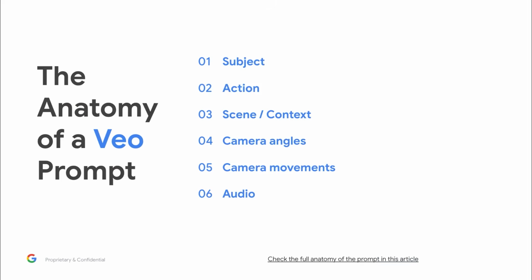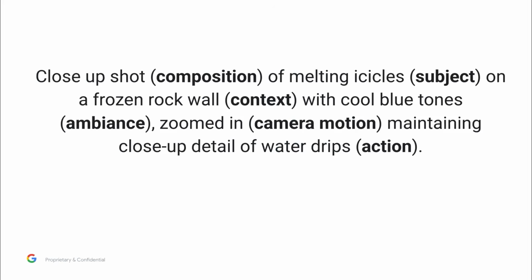I'm going to break down what I like to call the anatomy of a Veo prompt. This really consists of 5 to 6 different components, whether or not you're using audio: subject, action, the scene or context, the camera angles, and the camera movements. Here's an example of a Veo prompt, and you'll see how composition, subject, camera motion, and ambiance are all included within it.